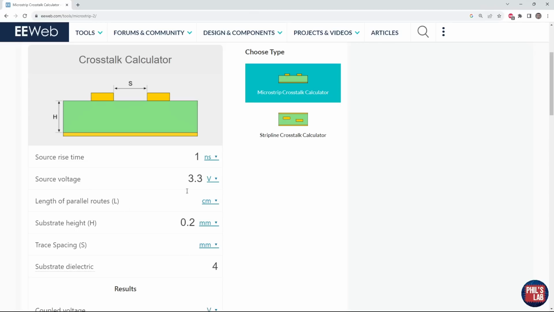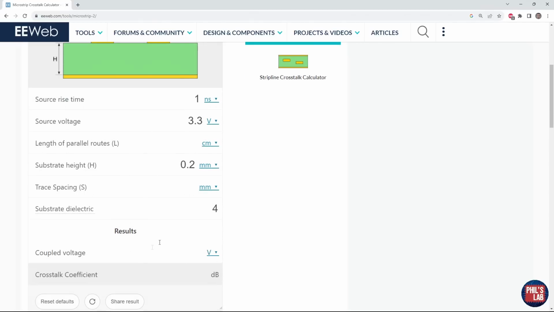Then we can play around with the length of parallel routes and the trace spacing and see what the coupled voltage is from the aggressor to the victim line. If we have a 1 centimeter parallel route and a trace spacing of 0.1 millimeters, we can see we have quite a lot of coupled voltage only for 10 millimeters, so 1 centimeter, of about 2.64 volts.